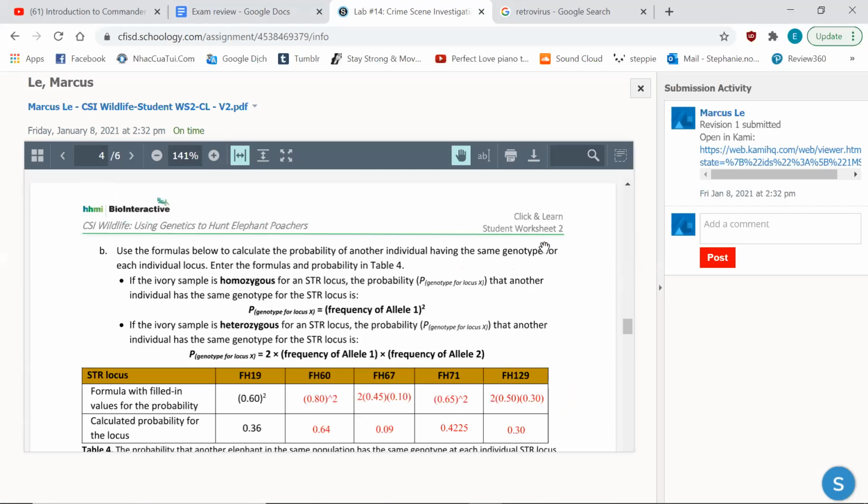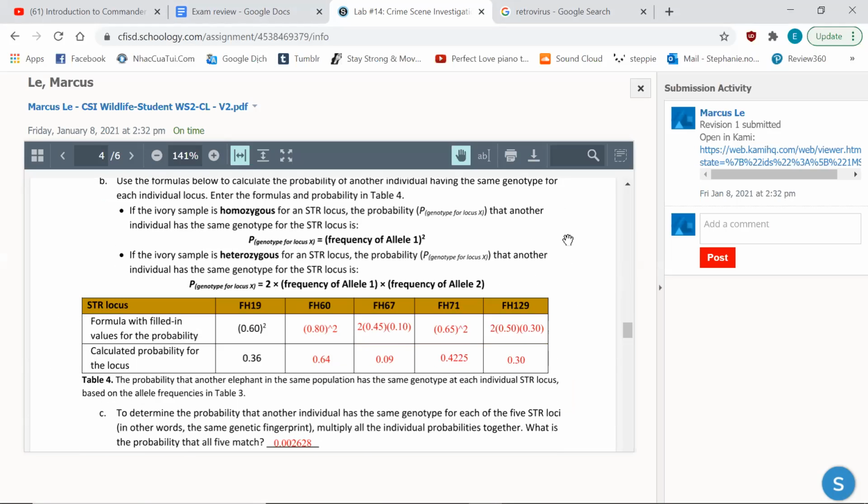So what do I do once I get all these frequencies? Well, I have to calculate the probability of that allele in a specific locus. Locus meaning the up and down columns, right? FH19, FH60, FH67. Those are all genes. The locus is just the genes. So to calculate the probability of having a specific gene in a locus, you take the frequency of an allele. If it's homozygous, you square it. If it's heterozygous, you do 2 times the frequency of allele 1 times the frequency of allele 2.